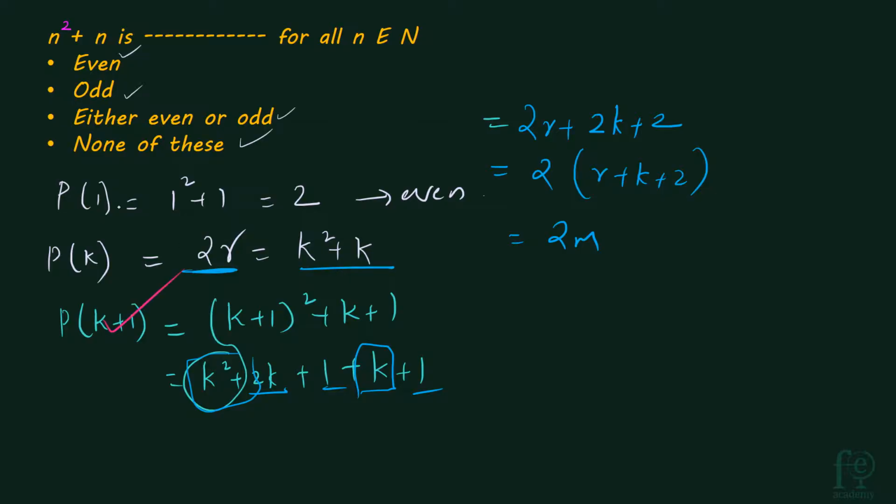also even. So P of 1 is even, you assumed P of k is even, and you got P of k plus 1 is also even. So your final answer will be n square plus n is even for all n belonging to N. Here you checked all these steps because there is an option none of these. So you are assuming and you are checking and you got the answer. So n square plus n is even for all n belonging to N.